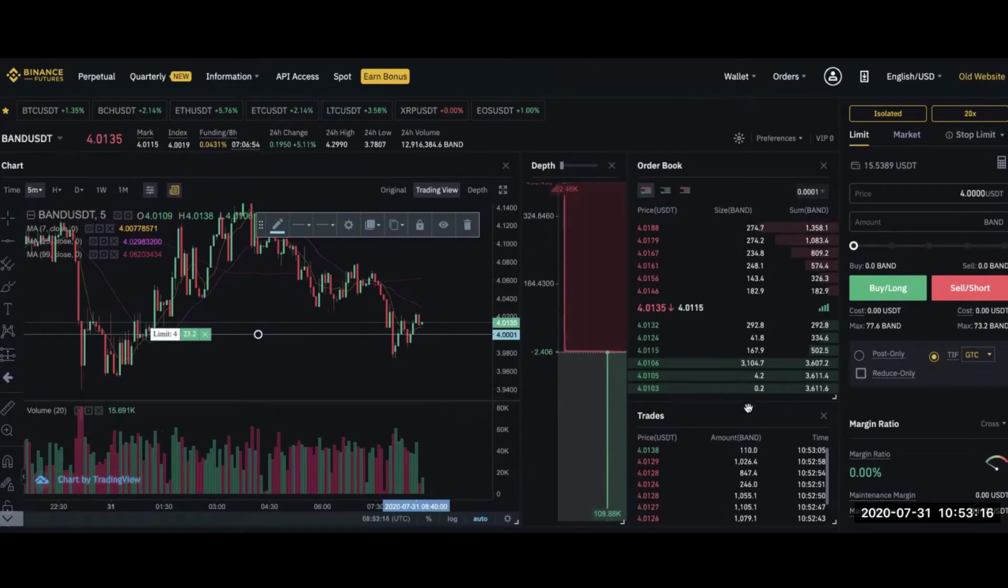Now, one thing I will admit, and they're going to change this, they have promised that they're going to do this, is that when we place that limit, we can already set our stop and our take profit. You can't do that currently. We have to wait for that to trigger first.